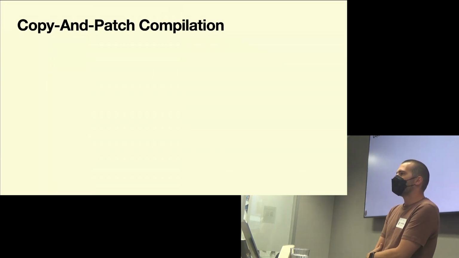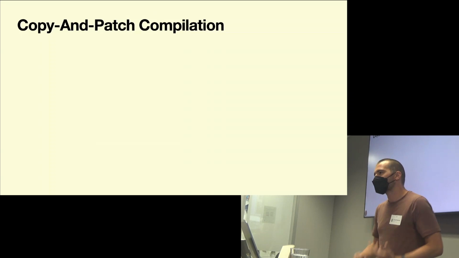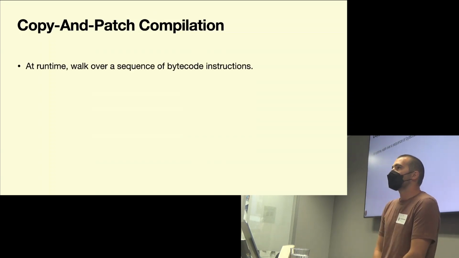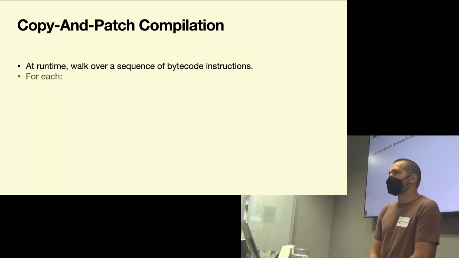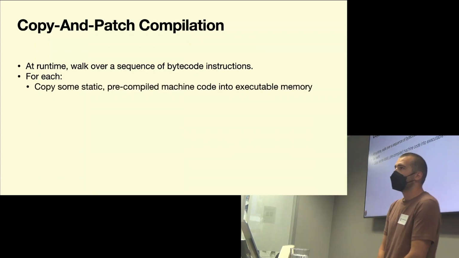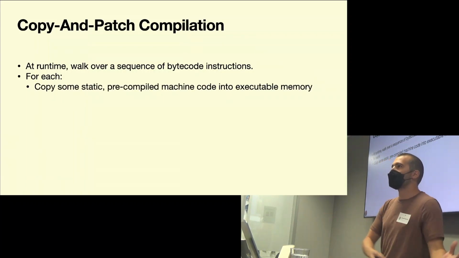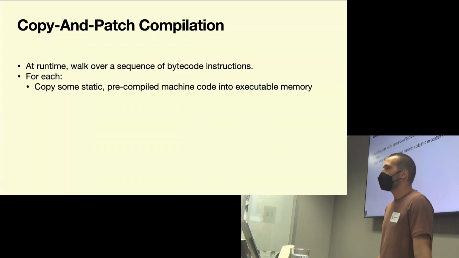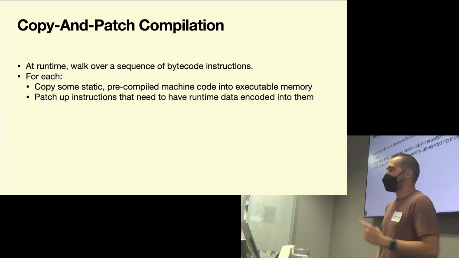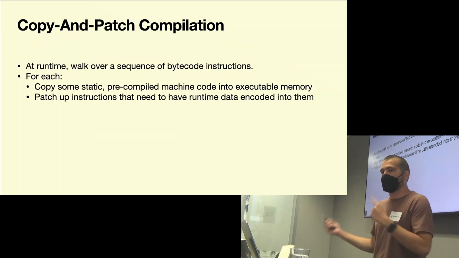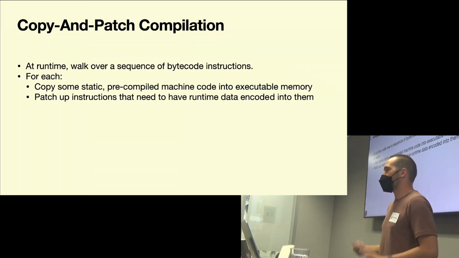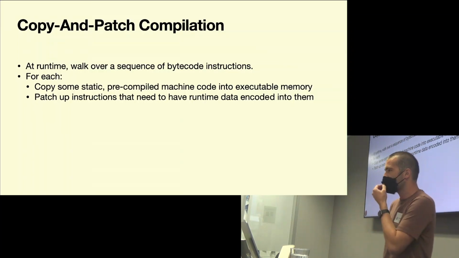Well, let's think about the simplest form of a template JIT compiler. If we want to compile a sequence of bytecode instructions to machine code as fast as possible at runtime, what it might look like is walking over that sequence of bytecode instructions, and then for each one, copying over some static pre-compiled machine code into executable memory, and then going through that machine code and patching up instructions that need to have runtime data encoded in them. So these would be things like opargs, constants that we want to burn in, things like that.